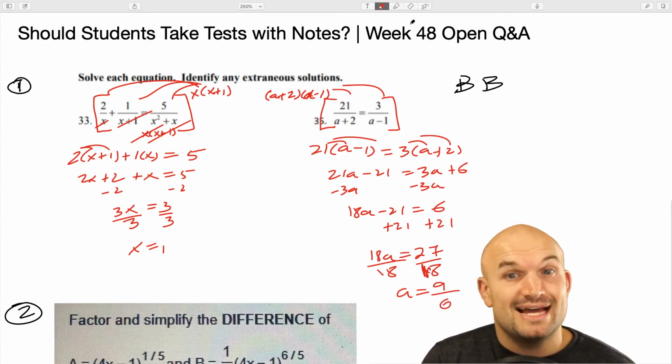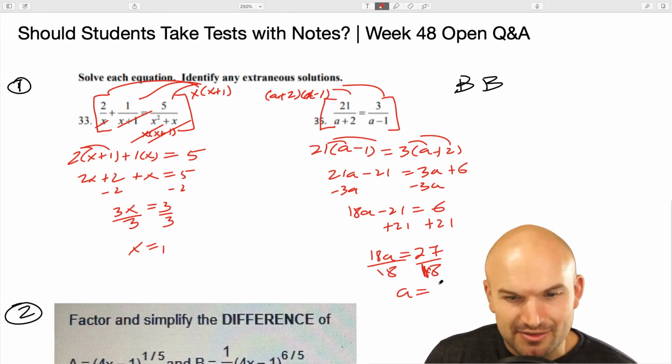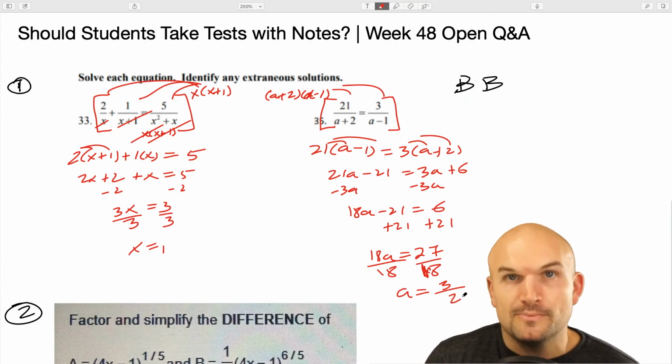That's not going to work. What about a 9? That would be easier, wouldn't it? A 9 divides into 27 3 times, and 9 divides into 18 2 times. So there you go.